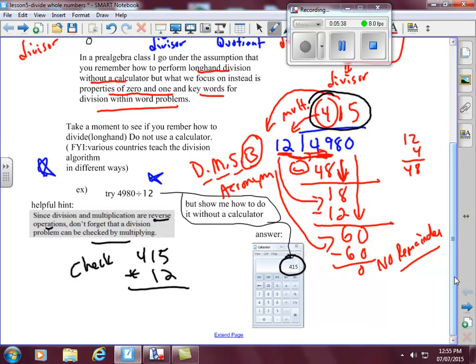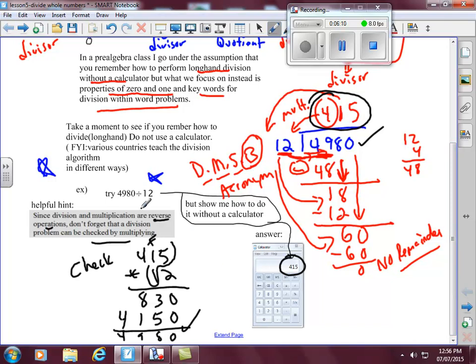So let's try that. 5 times 2 is 10. Carry the 1. 2 times 4 is 8. And then here, 1 times 5 is 5. 1 times 1 is 1. 1 times 4 is 4. And voila, 4980. That was our original dividend. So whatever you get as your final answer, you can check by multiplying.